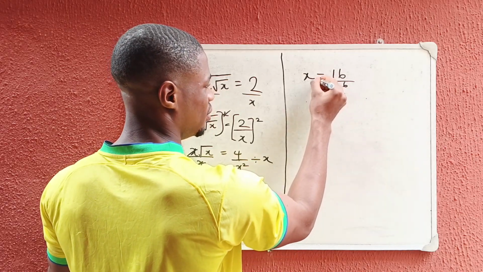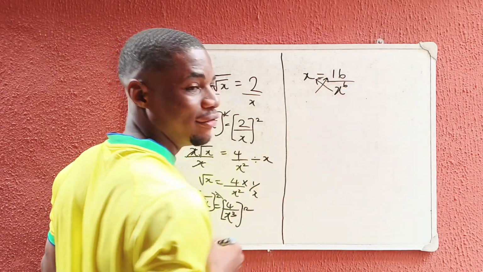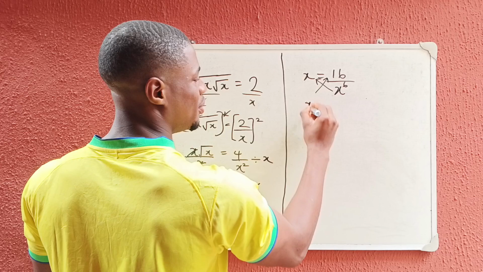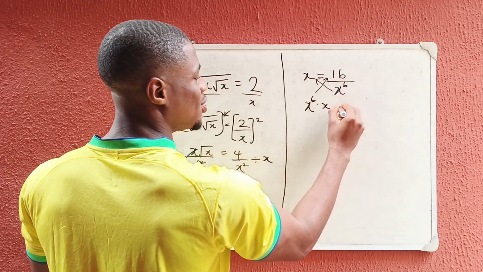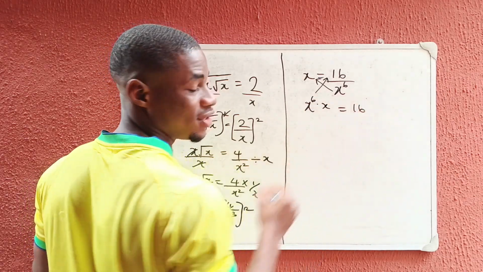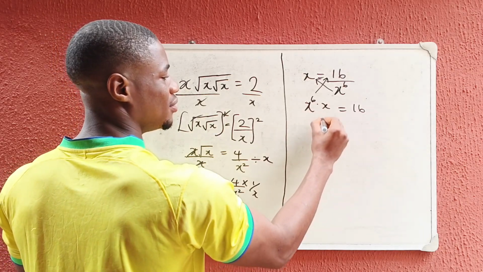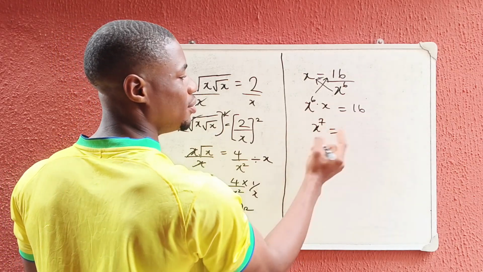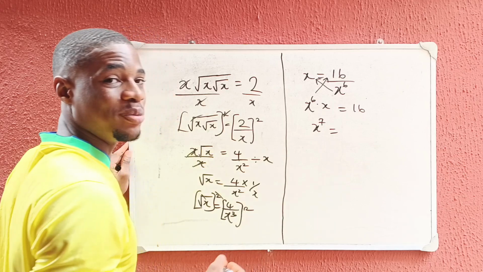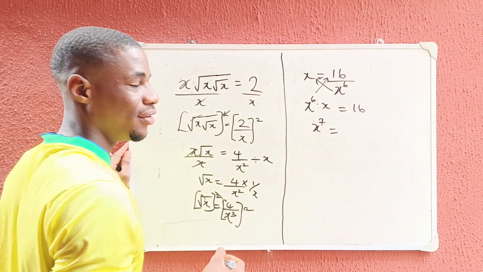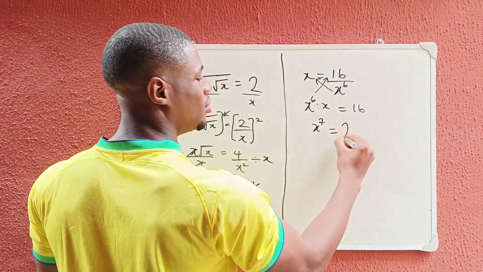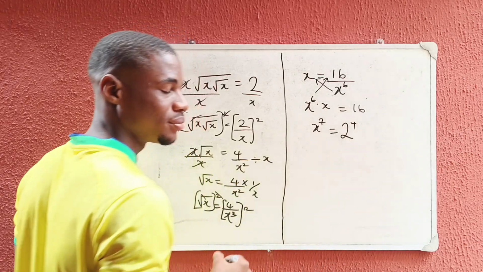If I cross multiply, what I have from here is x raised to power 6 times x to be equal to 16 times 1, which is 16. Now, x raised to power 6 times x is the same as x raised to power 7. And this is equal to 16, which is 2 raised to power 4.